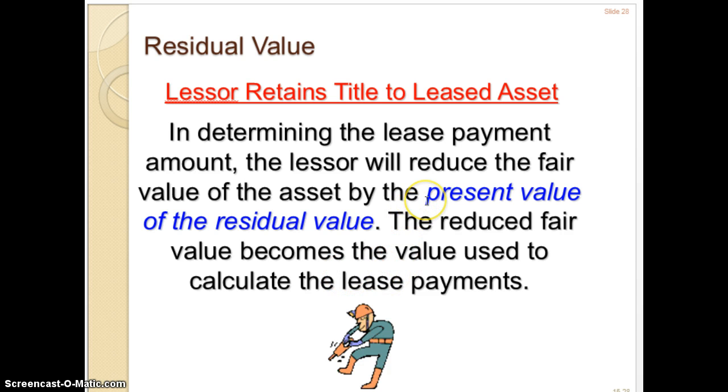What you would do is calculate the fair value of the asset, right? And you reduce it by the present value of the residual value. So if you're looking to get this asset back in 10 years, then you would have to figure out what the present value today is of that asset 10 years from now. So you'd have to use present value tables of 1 in order to do that calculation.